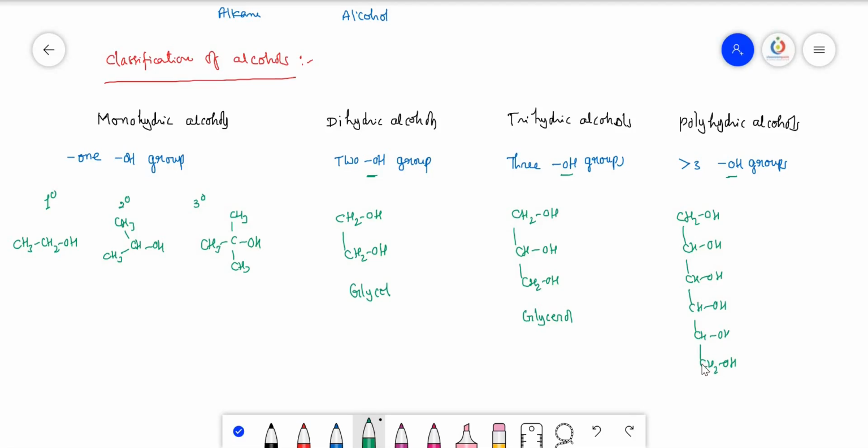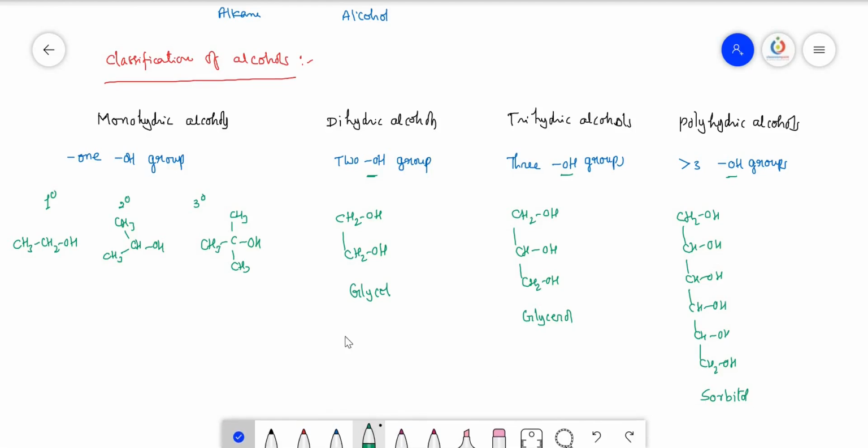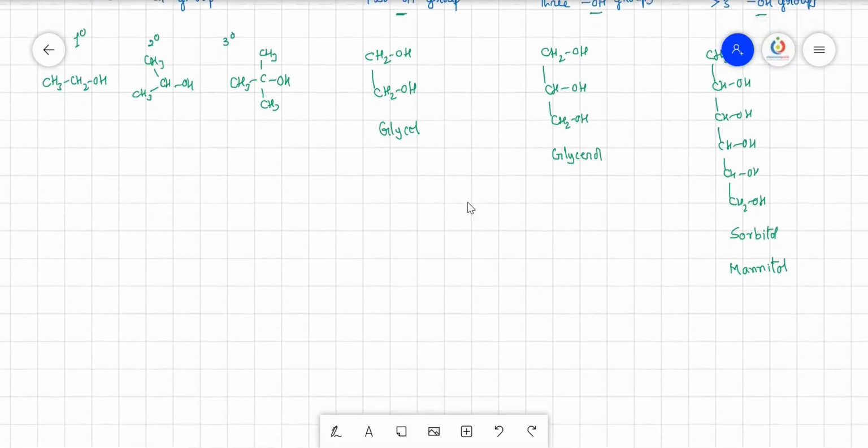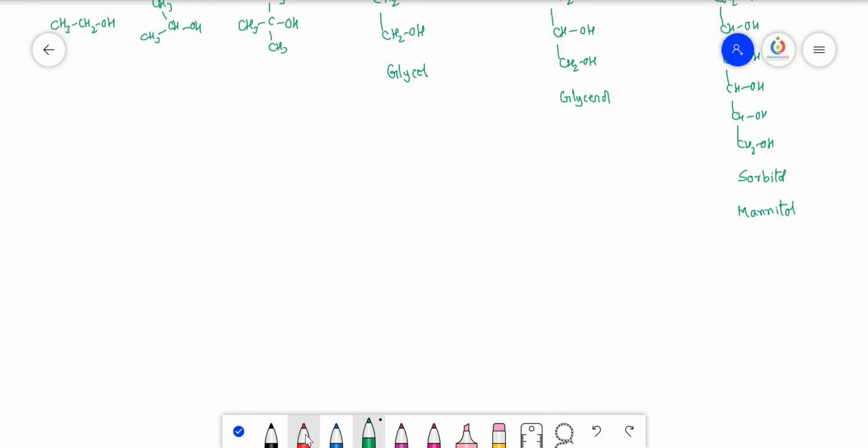Now you can see this molecule, how many carbon atoms are there? 1, 2, 3, 4, 5, 6. So the name of this molecule is sorbitol. It is having six OH groups. This sorbitol is also known as mannitol. And regarding the other categories of alcohols, allylic alcohols and benzylic alcohols are also there. Let us see them also now.